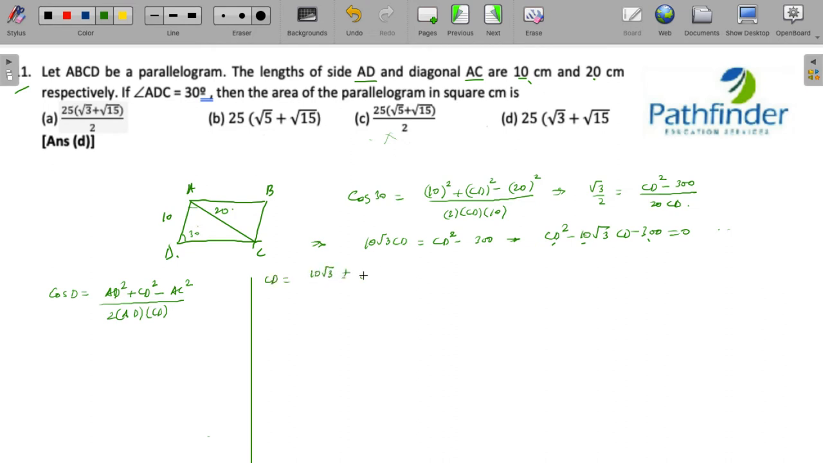Plus 10 root 3 plus minus under root of 10 root 3 whole square minus 4 into 1 into minus 300 upon 2 times 1. Which means CD is equal to 5 root 3 plus minus, now this is 300 plus 1200, that is 1500. So we have 10 root 15 upon 2, 10 root 3 plus minus 10 root 15 upon 2. And what does this become? It becomes 5 into root 3 plus root 15. We can ignore the root which we obtain by substituting minus here, because you cannot have a side CD that is negative. So this is your side CD.